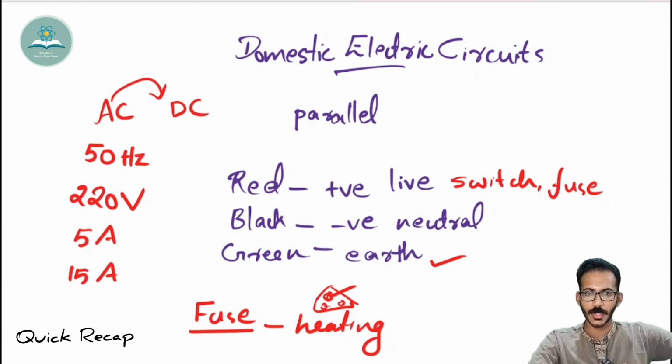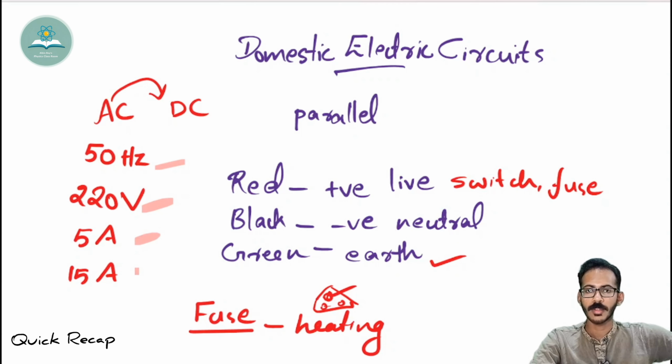In domestic electric circuits, the connection is always parallel. Parallel connection has a lot of advantages over the series connection. The current that reaches our house is AC current. AC has an advantage over DC, that is, it can travel long distances without getting any energy loss. The frequency of AC is 50 Hz, the potential difference is 220 volt, the normal current is 5 ampere. For special equipments, the current is 15 ampere.